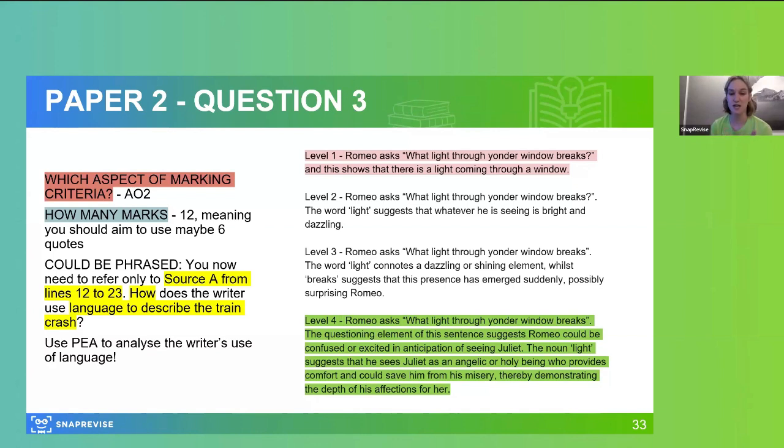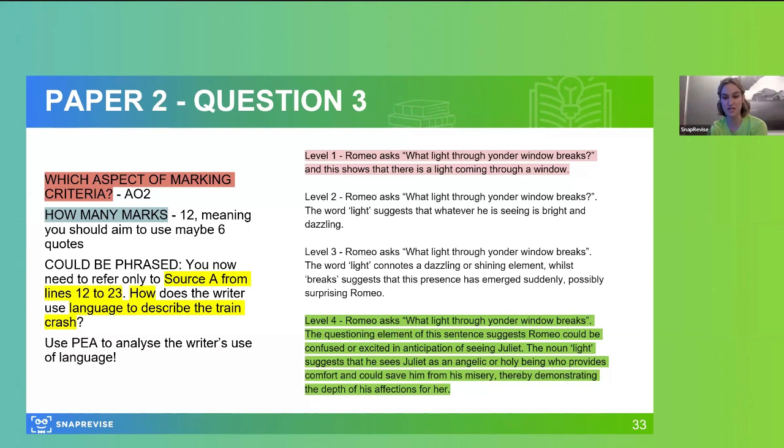So for a PEA answer that is level 1, I've said Romeo asks what light through yonder window breaks, and this shows that there is a light coming through the window. Okay, yes, it's very similar to the example I gave you before. You're basically just saying what happened. You're not analyzing it. Level 2, Romeo asks what light through yonder window breaks. The word light suggests that whatever he is seeing is bright and dazzling. Okay, yeah, you're getting there a little bit. It's the beginnings of an analysis, but it's not really talking in depth about what that suggests Romeo is thinking.